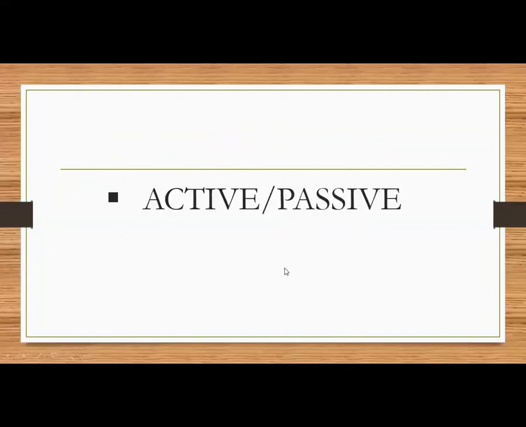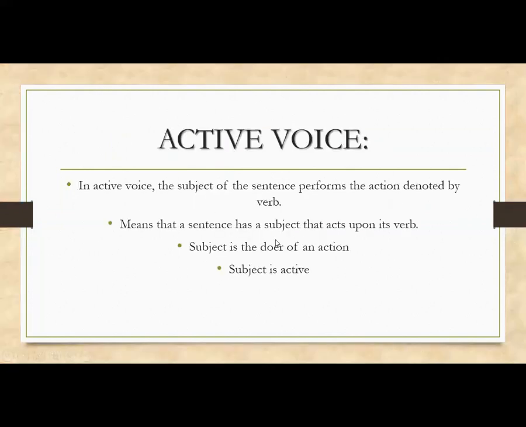What is active? Let us study in our slide. Active voice: in active voice, the subject of the sentence performs the action denoted by the verb. Means the subject is active in a sentence, a sentence has a subject that acts upon its verb, or the subject is the doer of an action. These all definitions belong to active. You will be more clear after the slide, through the examples.